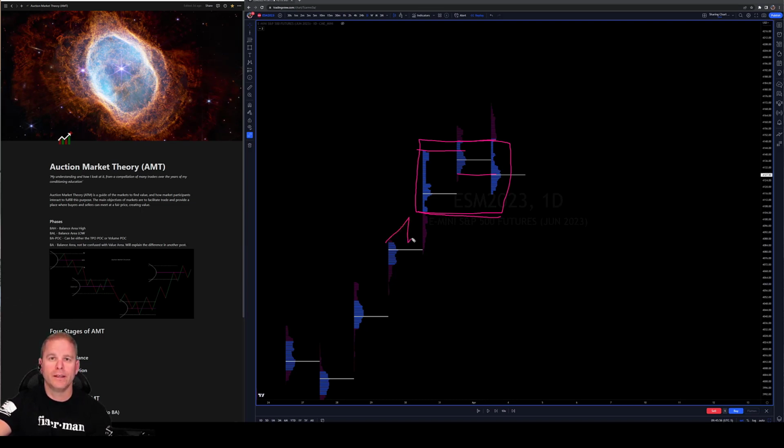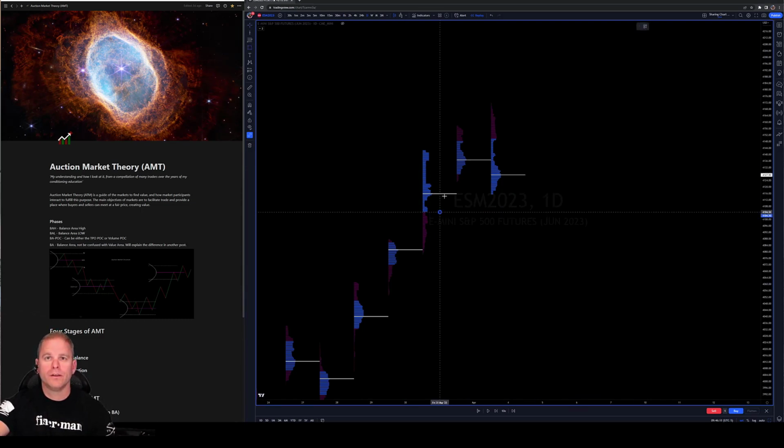Here is an area where we were out of balance, or we never had a balance, because this value here is not connected to this balance. So what I do is draw a box around this value area, to signify that that's a balance area.